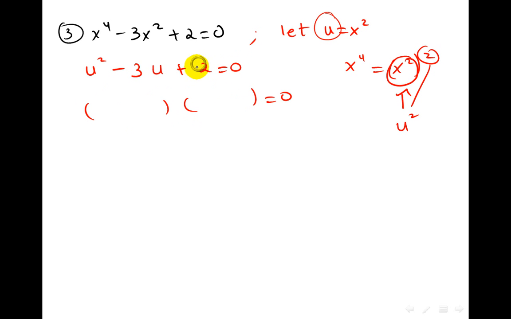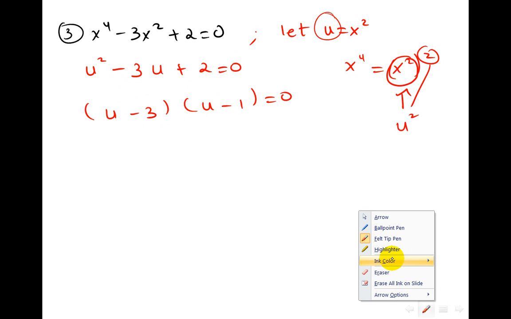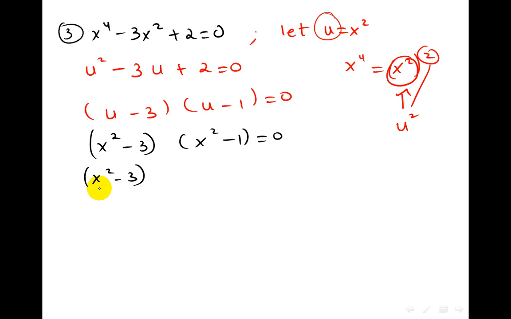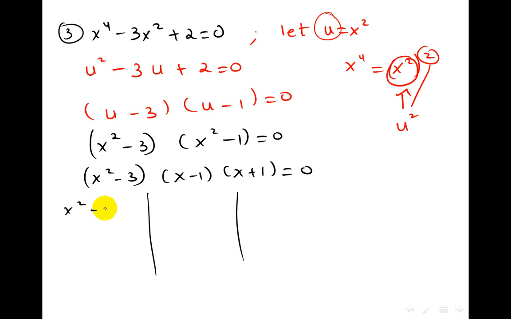Now just simply factorize this one. You have two numbers that, when multiplied, give positive 2, and when added, give negative 3. They would be u minus 3 and u minus 1. Now before you start solving, you have to go back and replace u by x squared. So here you will be left with x squared minus 3, and here you have x squared minus 1 equals 0. This one can be further factorized because it's a difference between two squares. It will be x minus 1 and x plus 1 equals 0. Now I'll start solving. Here you have x squared minus 3 equals 0, or x minus 1 equals 0, or x plus 1 equals 0.